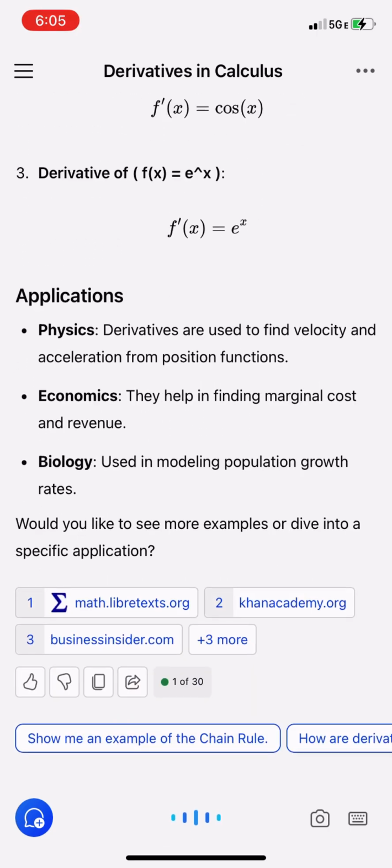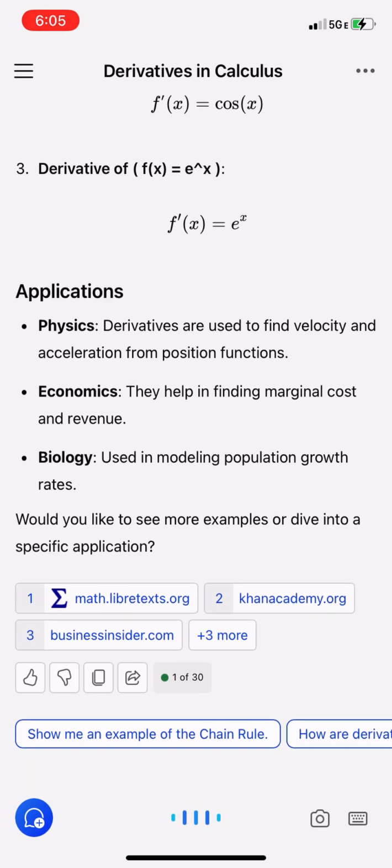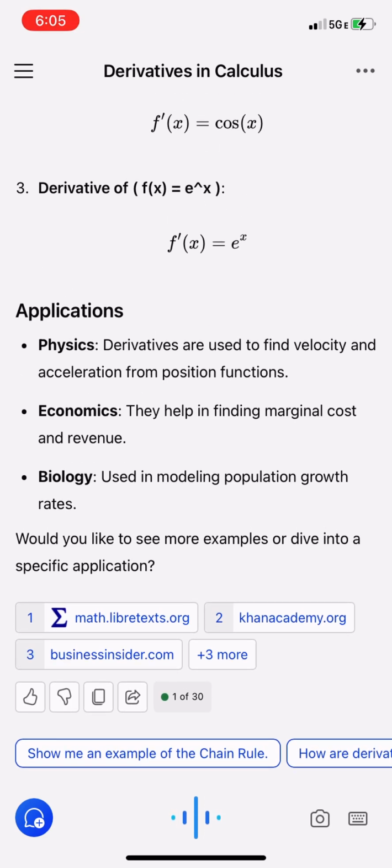Applications. Physics: derivatives are used to find velocity and acceleration from position functions. Economics: they help in finding marginal cost and revenue. Biology: used in modeling population growth rates. Would you like to see more examples or dive into a specific application?